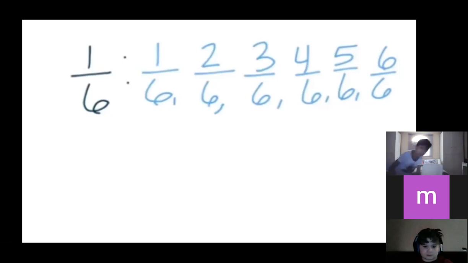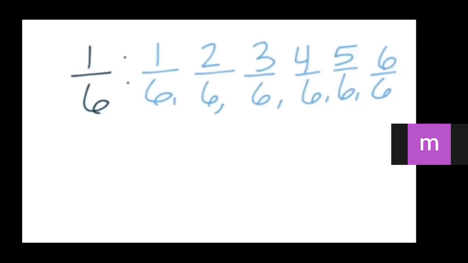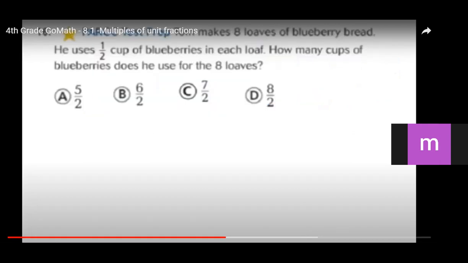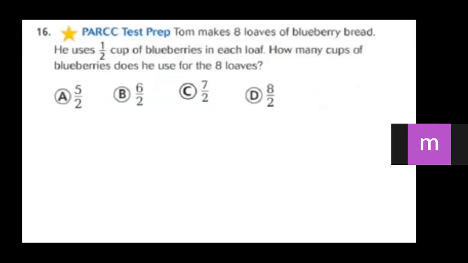Now you might think that's fine and dandy and that's super easy, but what does this look like in a word problem? Because those are usually what you see in your assessments, and those are really what trick us up a little bit more. Let's take a look at a word problem. 8 loaves of blueberry bread. He's making 8 loaves. He uses a 1/2 cup of blueberries in each loaf. How many cups of blueberries does he use for 8 loaves?